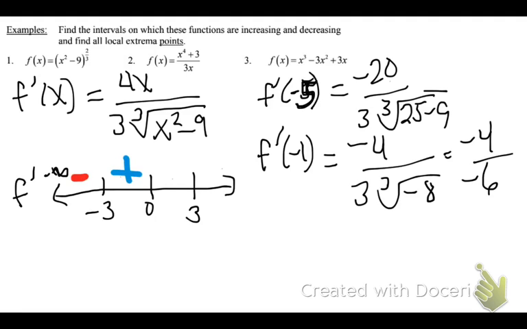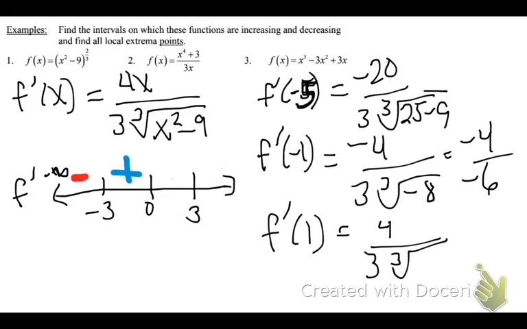Now let's check 0 to 3. So I'm going to put 1 in. So 4 times 1 is 4. And then we have 3 times the cubed root of 1 minus 9 is negative 8. So that's going to be a positive over a negative. So any value between 0 and 3 will give us a negative output.